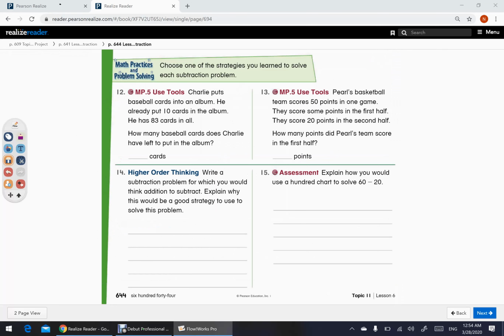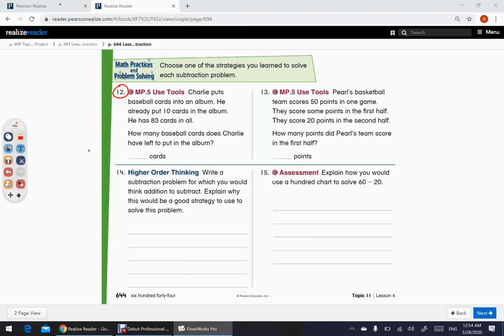Now, math practices and problem solving. Choose one of the strategies you learned to solve each subtraction problem. Number 12, so this is problem solving. You know how to do it, right? You can circle the numbers and look for the keywords, okay?